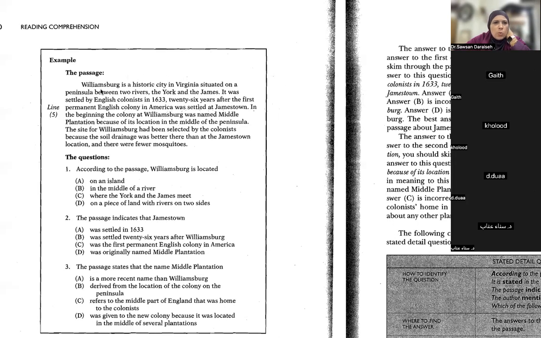Okay, so Williamsburg. What is Williamsburg? It's the name of a place, Williamsburg, okay? Williamsburg is a historic city. Where? In Virginia. So this is what? A historic city in Virginia. Situated on a peninsula. Where is its location? On a peninsula. What's a peninsula?